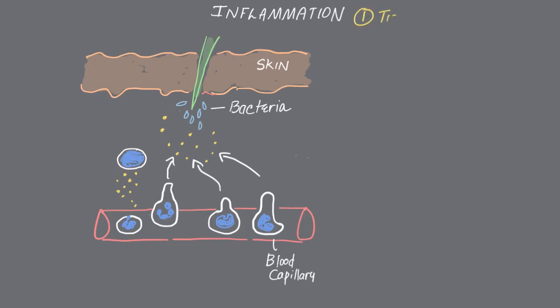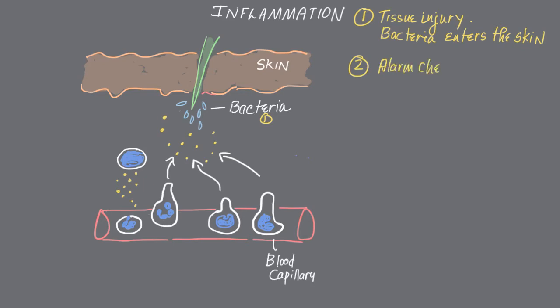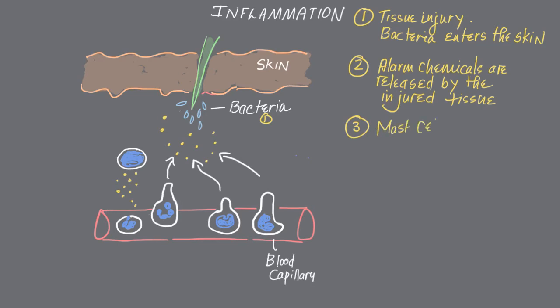So let's go over the steps one more time. The first step is that the tissue is injured by a sharp object and bacteria enters the skin and reaches the dermis. The injured tissue now produces a vast variety of chemicals, one of which stimulates the mast cell. So alarm chemicals are released by the injured tissue. The third step is that mast cells are stimulated.